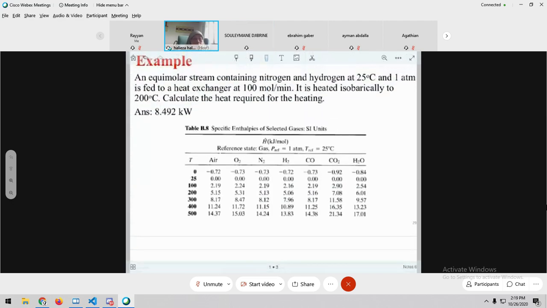Okay, so let's see how to start. First things first, you are given this question. What do you do first? Choose a reference. A basis. You need a basis. Good. Now it's very large because I zoomed it up. Okay, the basis should be 100 mole per minute.